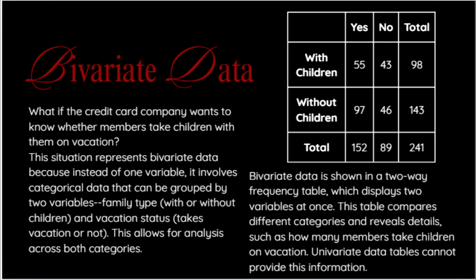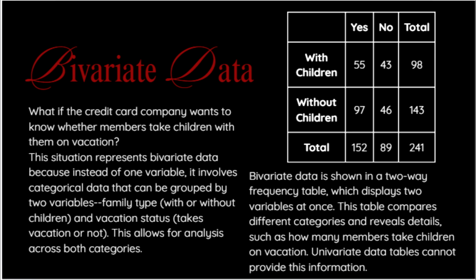So now we're going to introduce bivariate data. What if the credit card company wants to know whether members take children with them on vacation? This situation represents bivariate data because instead of one variable, it involves categorical data that can be grouped by two variables: family type, with or without children, and vacation status, takes vacation or not. This allows for analysis across both categories.